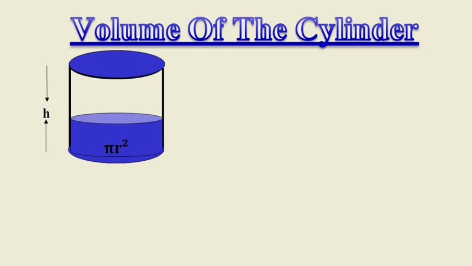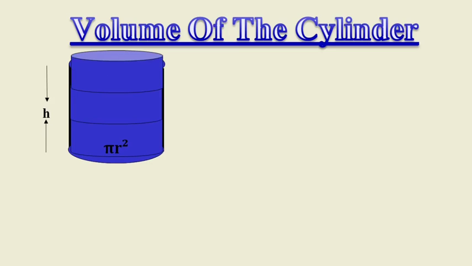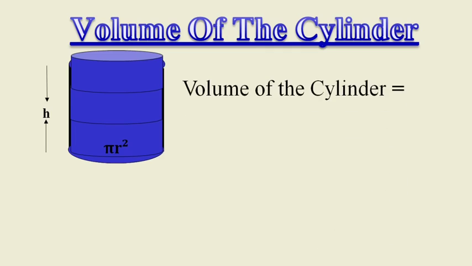Look, as you fill this cylinder, you can fill till its height. So base surface area is circular, which is pi r square, and height is denoted by h. So this way volume of the cylinder can be taken as pi r square times height. So this is your formula to calculate volume of the cylinder, that is pi r square into h.